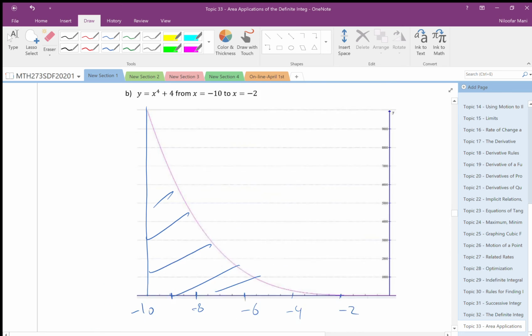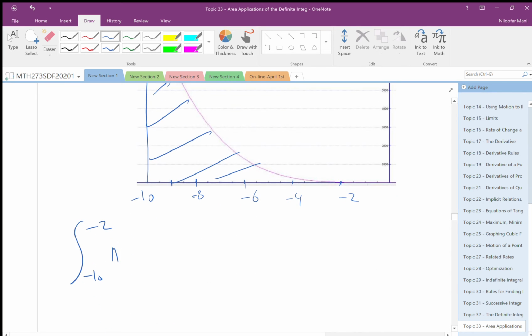What is the function? x to the power 4 plus 4 dx. So I have to do x to the power 5 divided by 5. Remember, you have to go from smaller to larger. That's why you have to have a good sense of numbers. Plus 4x plus c. I don't need c because I have the boundaries, so I do from minus 10 to minus 2.